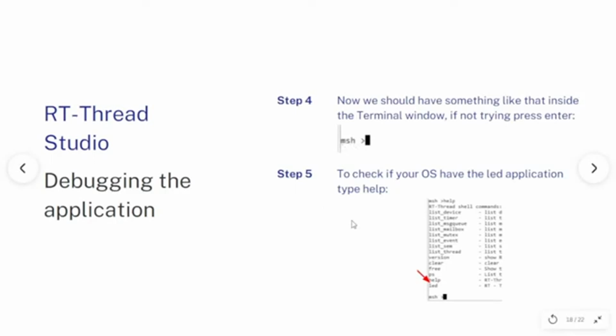To test if the shell is working correctly, you can type help as shown in this image and press enter, and you'll see some options and commands that you can use with your OS. And if you notice at the end, you'll see the LED application.